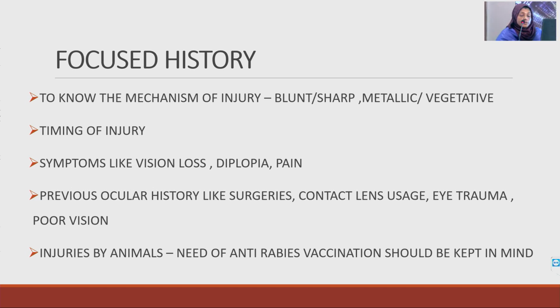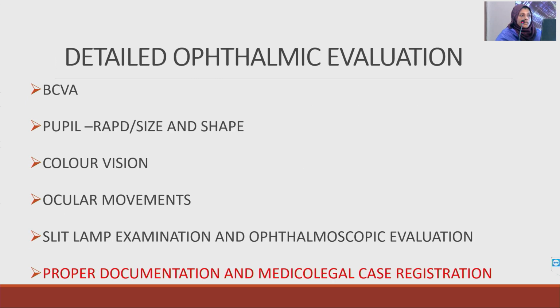Now coming to a focused history, to know the mechanism of injury, whether it is blunt or sharp, metallic or vegetative, then symptoms like vision loss, diplopia, previous ocular history like surgeries, contact lens usage, eye trauma, prior poor vision. Then in case of injuries by animals, the need of anti-rabies vaccination should be kept in mind. Then a detailed ophthalmic evaluation, which includes best-corrected visual acuity, pupillary examination, ocular movements, slit lamp examination, and ophthalmoscopic evaluation. Then don't forget to do proper documentation and medico-legal registration if required.